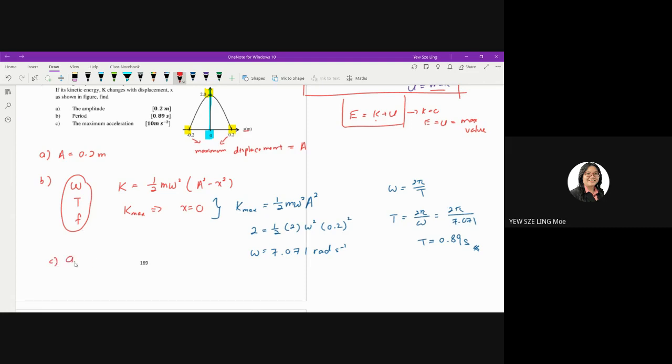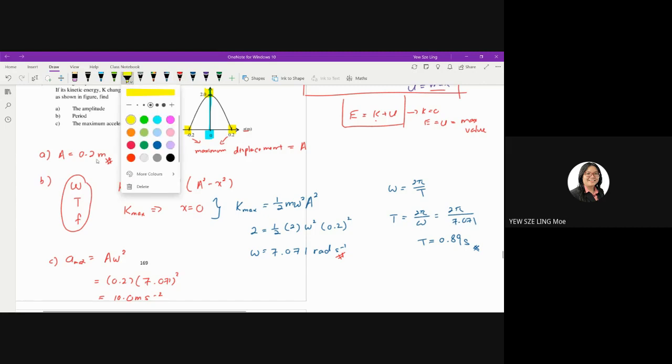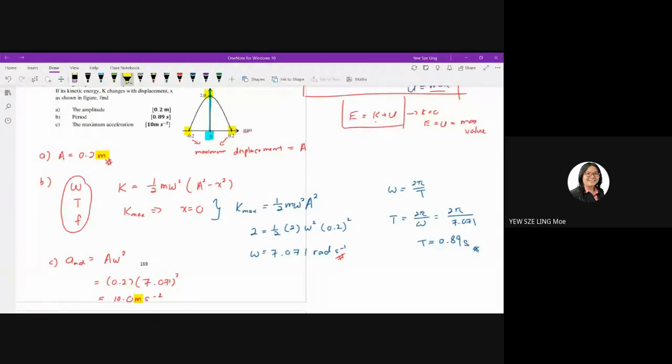You just apply the equation: a max equals A omega square. You have A, you have omega, so straight away you can obtain the maximum acceleration. So 0.2 times 7.071 squared, which equals 10.0 m s negative 2. I know it's meter because my amplitude is in meter, so it is meter per second square. If my amplitude is in cm, then the acceleration should be cm s negative 2.